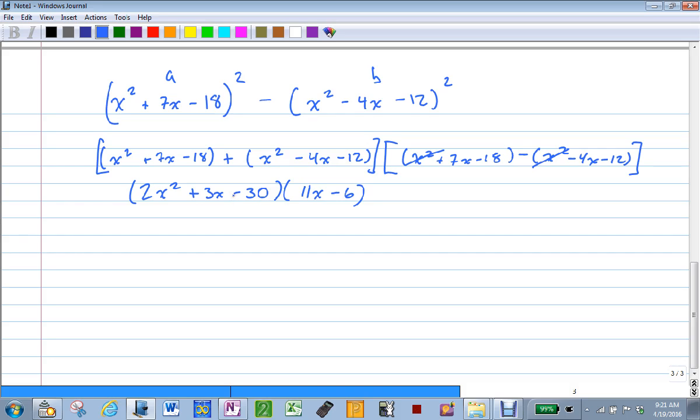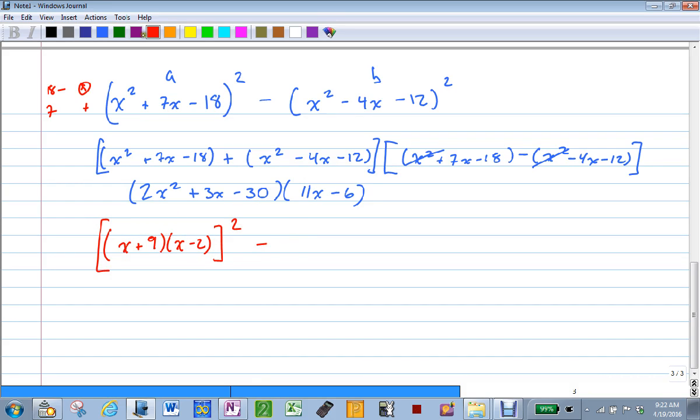Does everybody see how to do it? Now, could we have done Parveen and James's approach? Could we have factored this? Yeah, we could have. I would have had to multiply to negative 18 and add to 7. What is it? Positive 9, negative 2, yeah? So this guy is x plus 9, x minus 2, and all of that is squared, isn't it? Right?